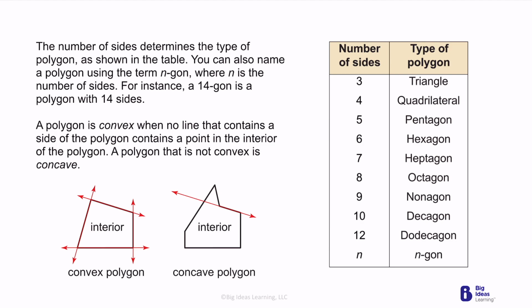Now, your number of sides determines the name of the polygon. A bunch of these names you already know, like triangle, quadrilateral, pentagon, hexagon, heptagon, octagon, nonagon, decagon, dodecagon. If you have n sides, where n is some random number, you can call it an n-gon. So if you have 31 sides, you can call it a 31-gon.